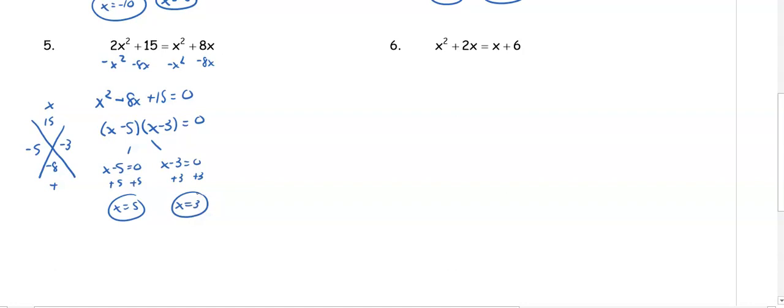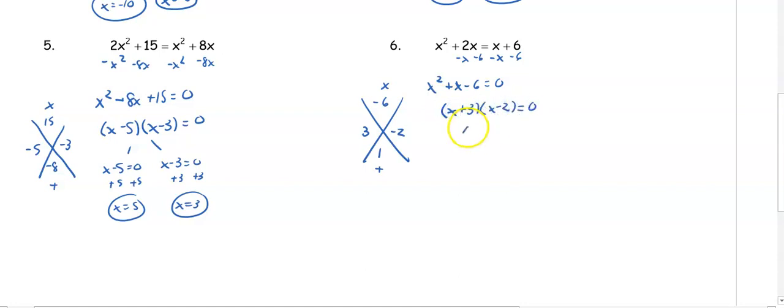In our last problem, x squared plus 2x equals x plus 6. We're going to subtract x from both sides and subtract 6 from both sides. So we get x squared plus x minus 6 equals 0. So we need two numbers that multiply to negative 6 but add to 1. We're going to need different signs because we are multiplying to a negative number, so we're going to use 3 and negative 2. So x plus 3 times x minus 2 equals 0.